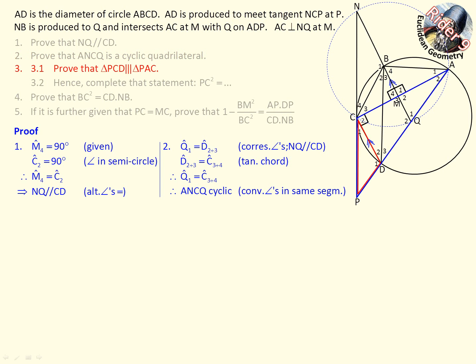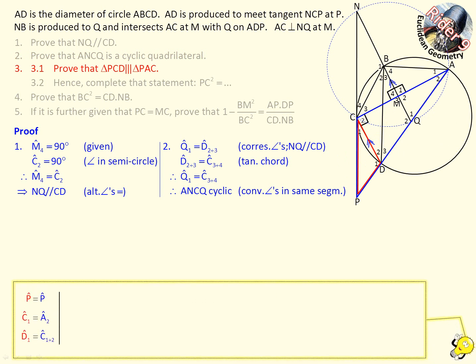Next one, prove that those triangles are similar. And I like that. I can see a common angle already. So, those are the likely angles to be equal. Remember our thought process. You don't wait for the geometry to come to you. You say, well, which angles are likely to be equal? And use color. It's very useful. Yes, P belongs to both. C1 would have to equal A2. Well, I know my theorems and I can see that straight away.